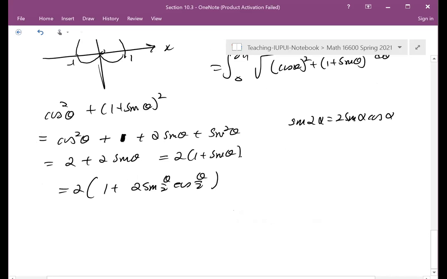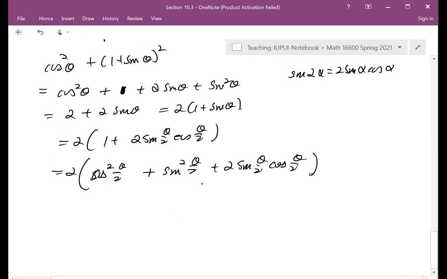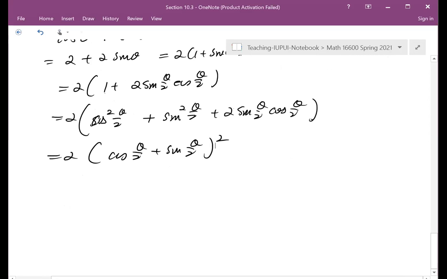Then what? Can I make it a square? The answer is yes, because 1 is going to be cosine squared half of theta plus sine squared half of theta. Okay, so it's x squared plus y squared plus 2xy. So that's why you get cosine half of theta plus sine half of theta, all squared. All right, and that's it.